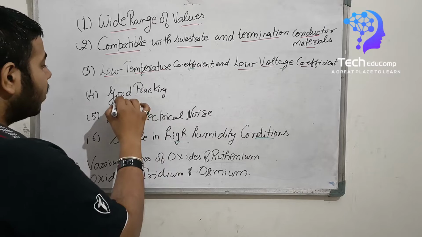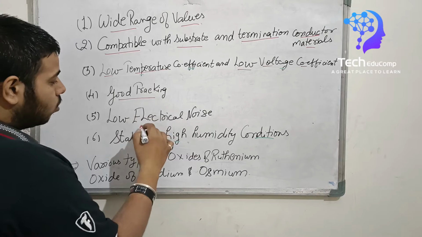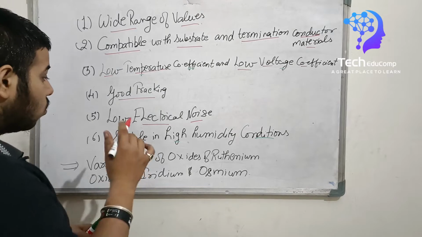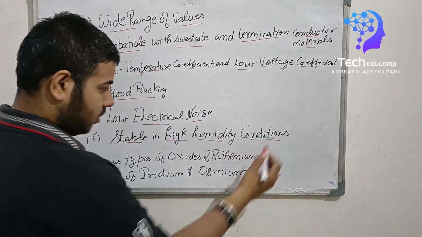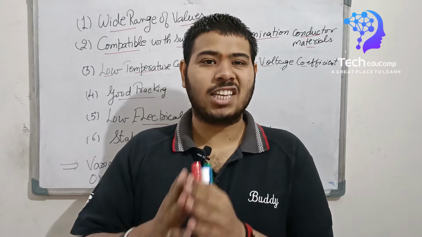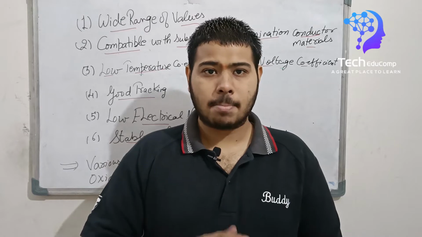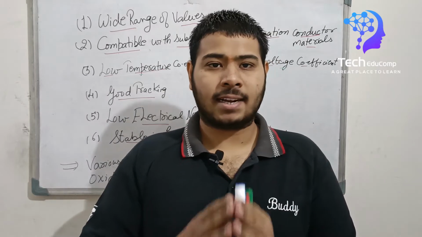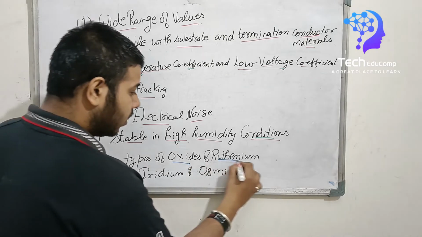There should be good tracking between various types of resistors. Fifth one is it should have low electrical noise. And last one is it should remain stable in high humidity conditions. The resistor paste also contains the same three ingredients as the conductor paste, but it consists of some active elements which have low electrical conductivity, which are often based on the oxides of ruthenium.